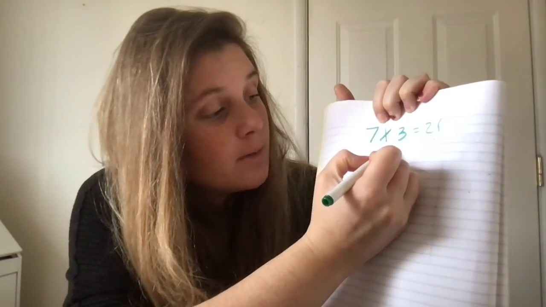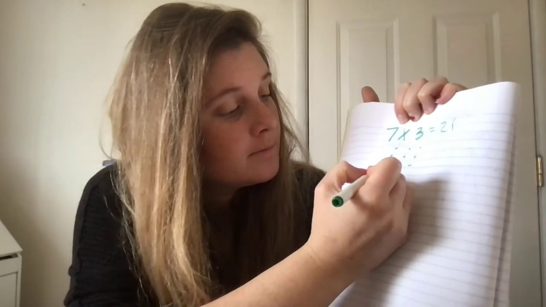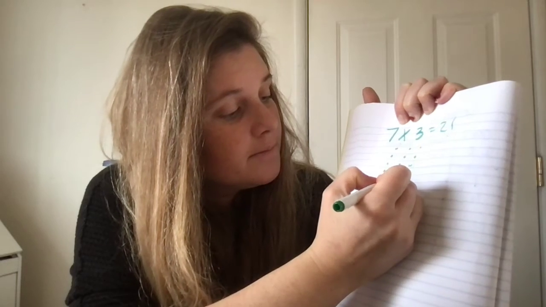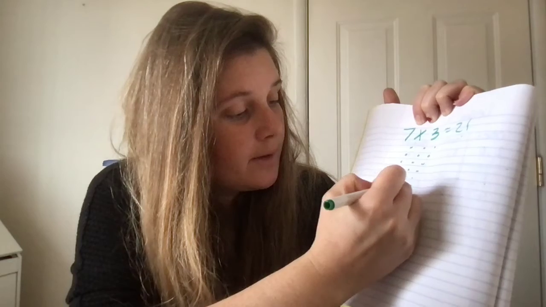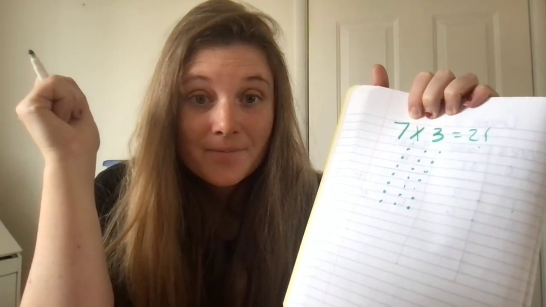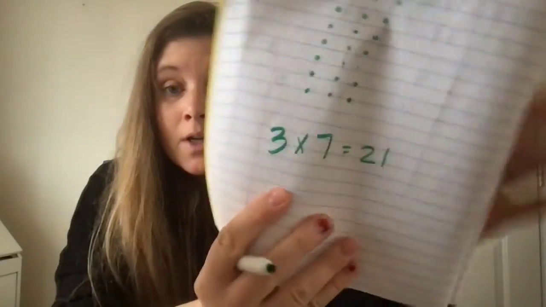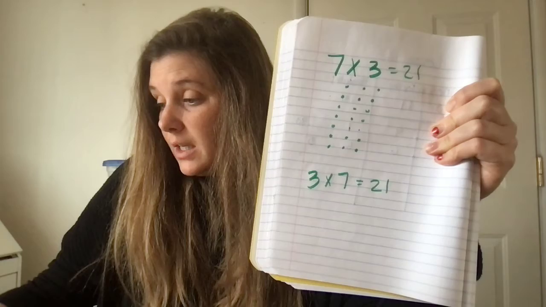So our groups are always the rows. So we've got 3. So 7 times 3 equals 21. Okay, so now let's flip it. And we can go 3 times 7 equals 21. Or 3 groups of 7 equals 21, right? 3 groups of 7 equal 21.